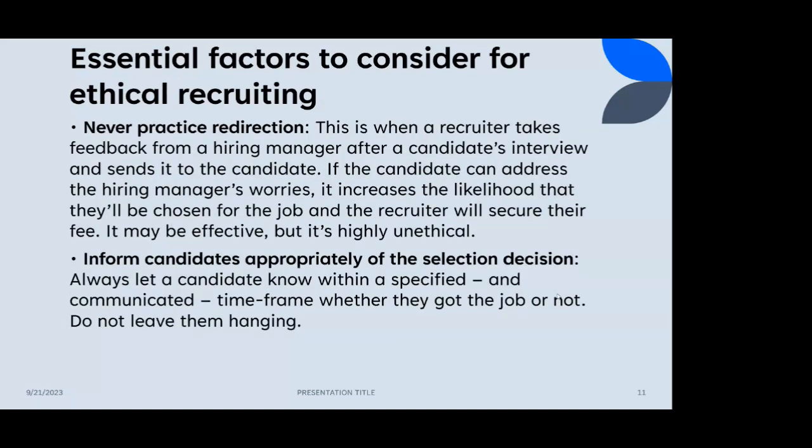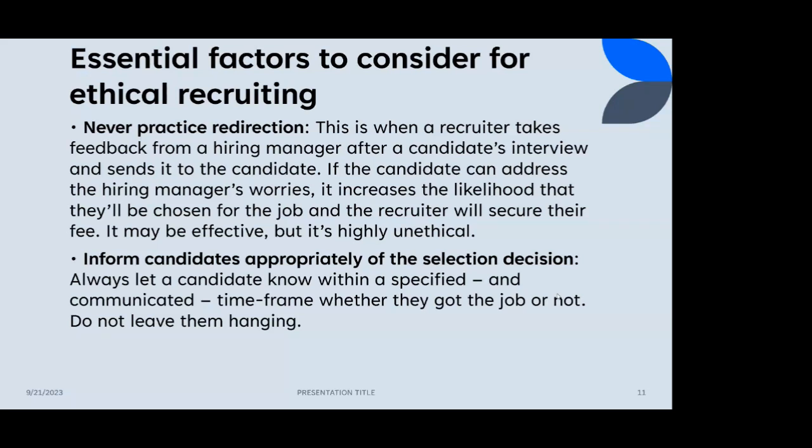Never practice redirection. Redirection is when a recruiter takes feedback from a hiring manager after a candidate's interview and sends it to the candidate. If the candidate can address the hiring manager's worries, it increases the likelihood that they'll be chosen for the job and the recruiter will secure their fee. It may be effective, but it's highly unethical.